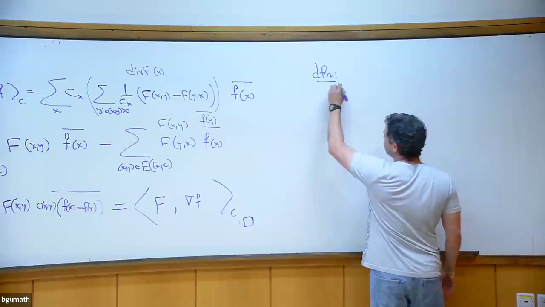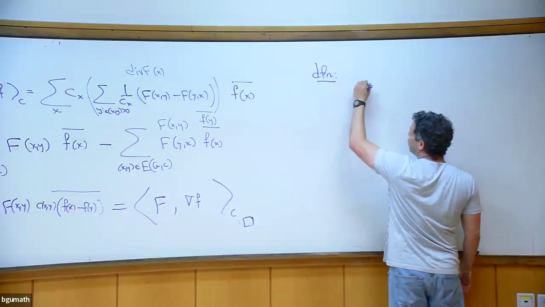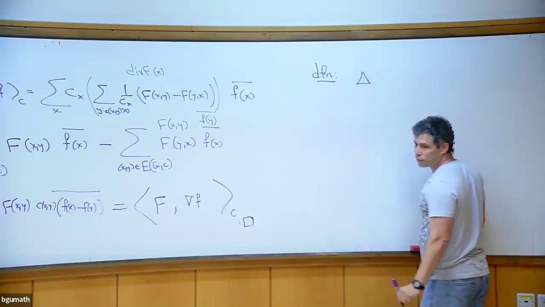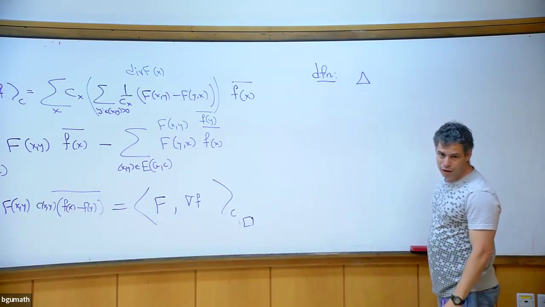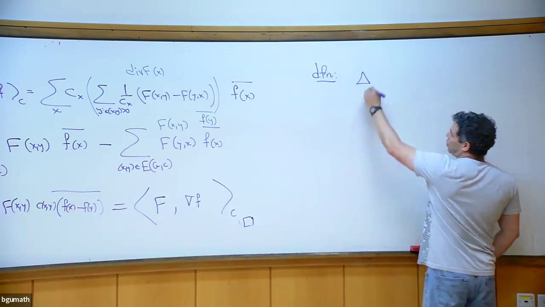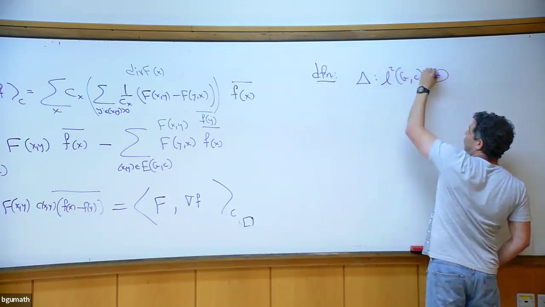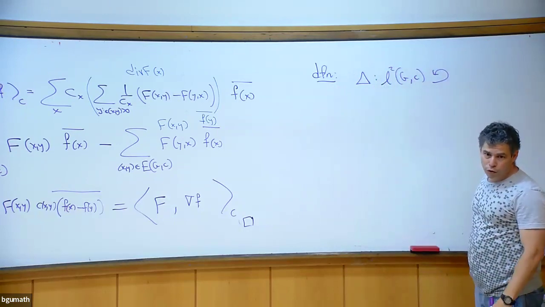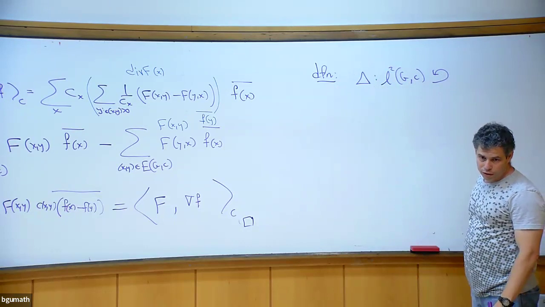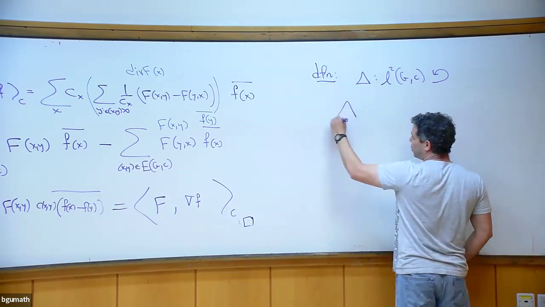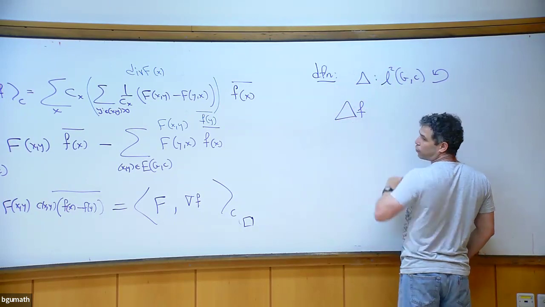So definition. You can define an operator, which is, let's define it to be from L2(G,C) to itself. Okay, it takes an L2 function to an L2 function. And I have to tell you what this operator does for an L2 function.